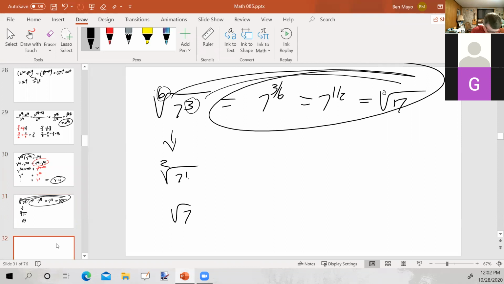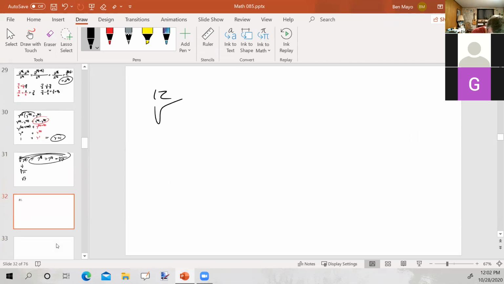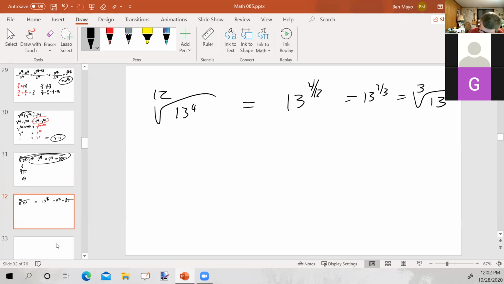Okay. All right. How about this? The 12th root of 13 to the 4th power. So that would be 13 to the 4/12 power, which is 13 to the 1/3 power, which is the cube root of 13.